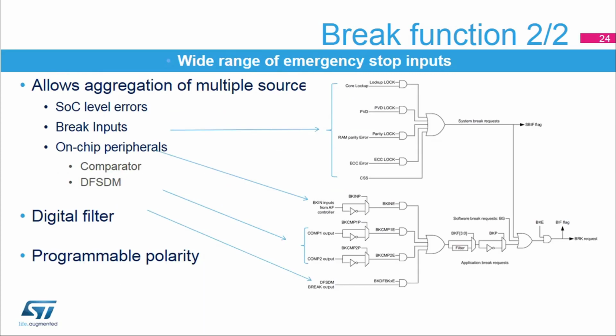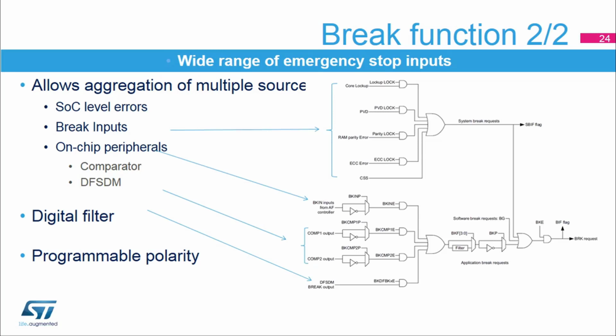This slide presents how the break function sources are managed. Multiple break sources can be combined for triggering a break event. 5 system-level sources can be selected: the core lockup, a Cortex-M4 internal error, the PVD or programmable voltage detector undervoltage error, the SRAM parity error, the flash memory ECC error, and the clock security system or CSS, indicating an external clock failure. All these features can be individually selected, including the CSS.